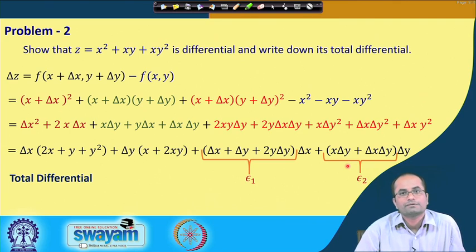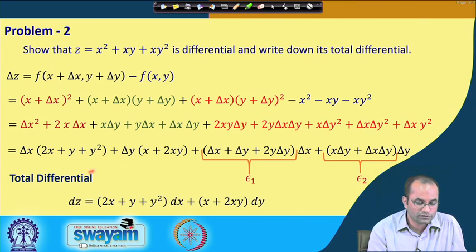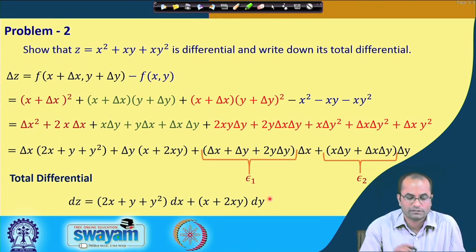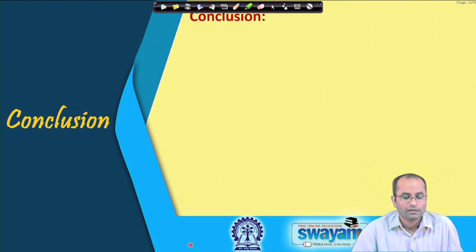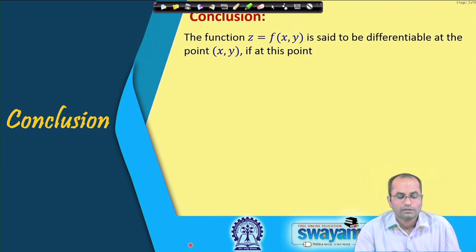So, we can express this function in this form. The function is differentiable and its total differential will be given by this linear term, which is written here: (2 x plus y square) dx plus (x plus 2 x y) dy. So, this is the differential. Coming to the conclusion now.